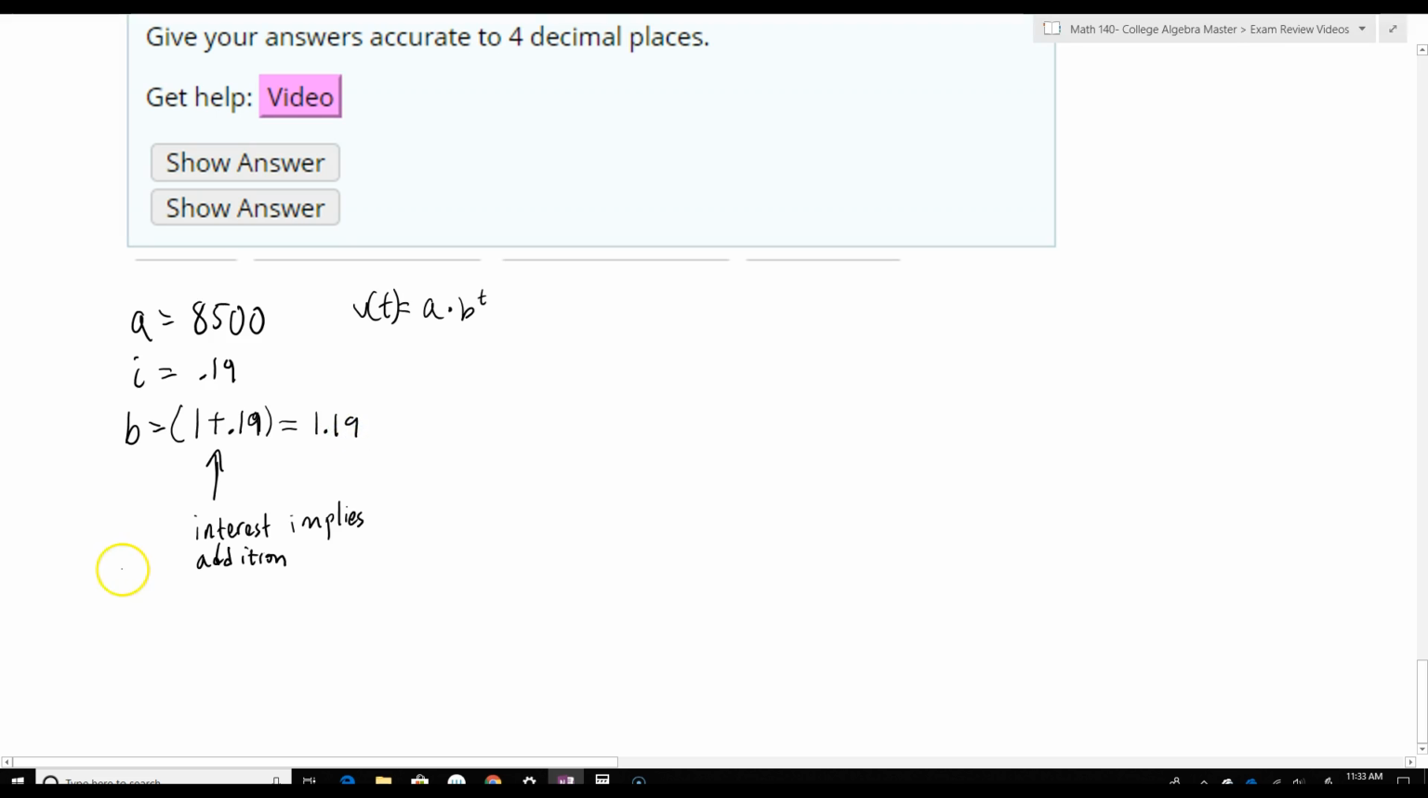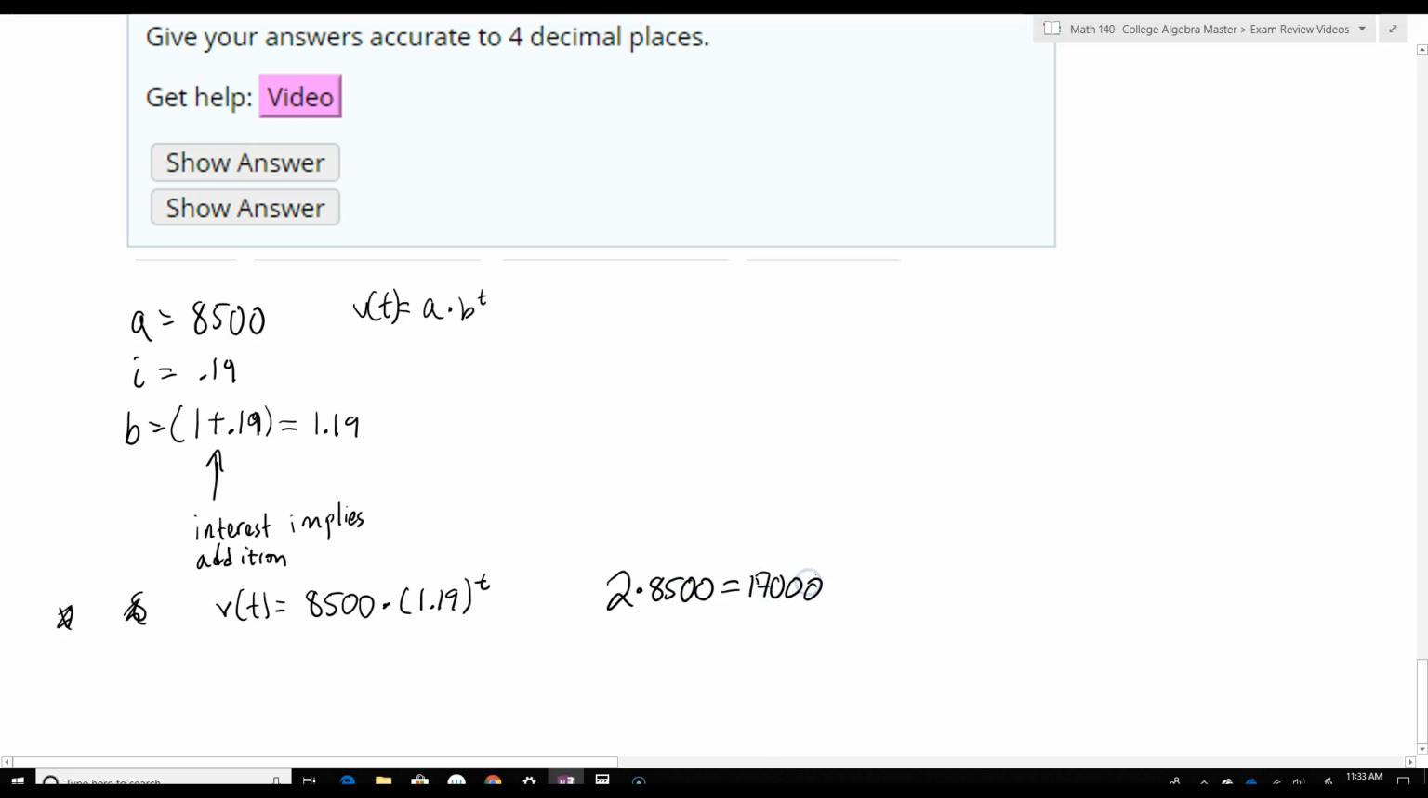So consequently, my model is going to be V of t equals 8,500 times 1.19 to the t. Now, this question is asking, when does it end up doubling? Like how long does it take to double? And so doubling is going to imply 2 times 8,500, which is 17,000.